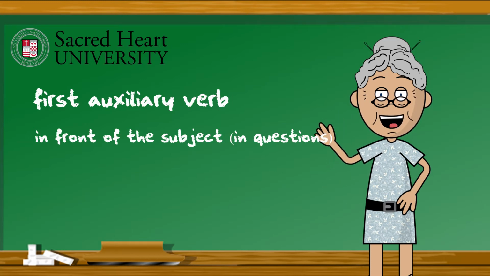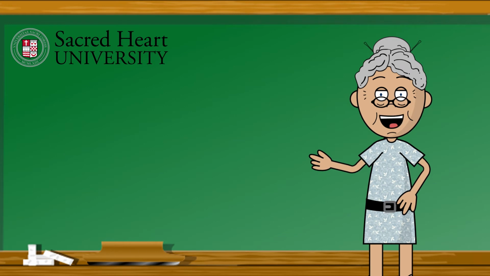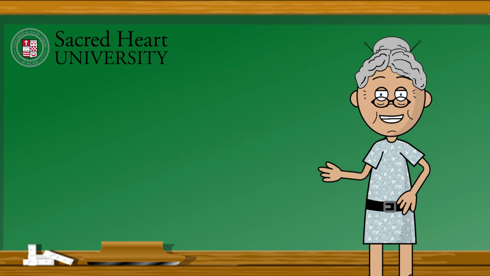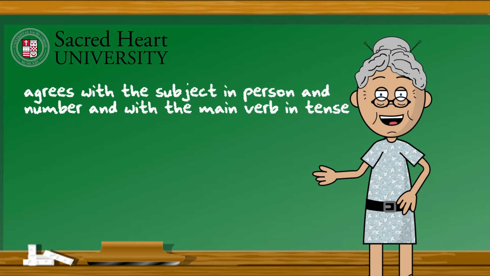And remember what happens when there's no auxiliary verb? That's when our dummy do comes in, putting in a form of the dummy do that agrees with the subject in person and number and with the main verb in tense. You might want to review Module 4B on auxiliary verbs if you've forgotten.